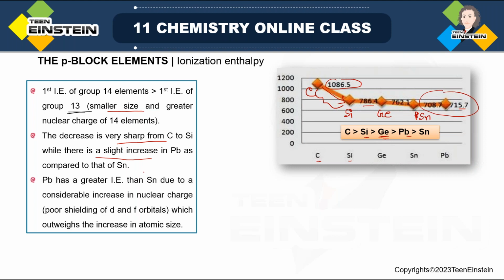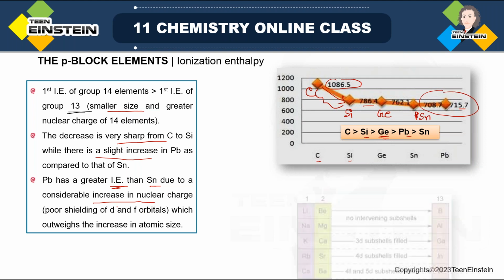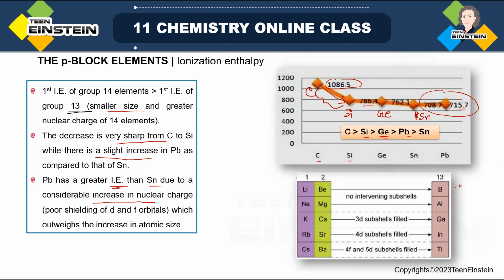And the reason is Pb has greater ionization energy. Why? It is because of a considerable increase in nuclear charge. And again the same picture I will write here. So carbon, silicon, germanium, tin, lead. So when we have lead, just before it we have 4F and 5D subshells filled, and they have poor shielding capacity, and it is outweighing the increase in atomic size.